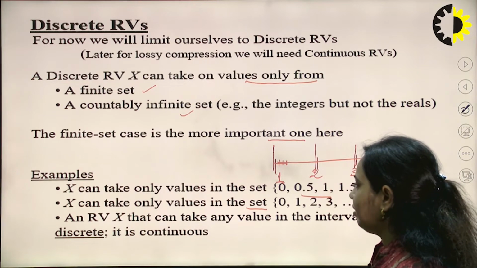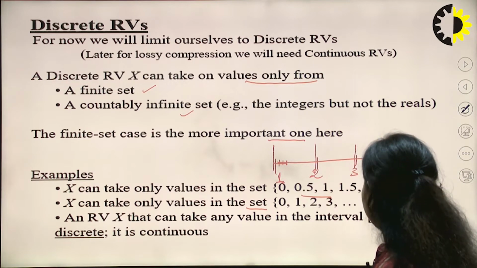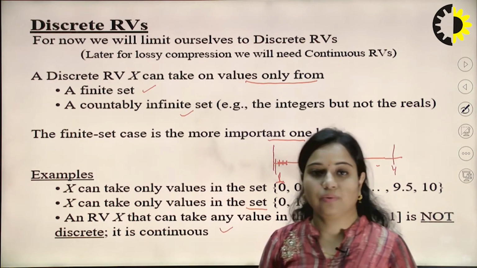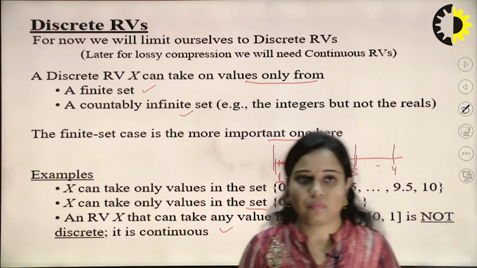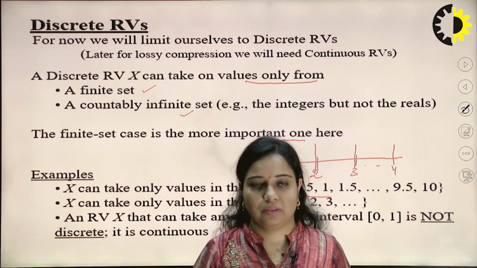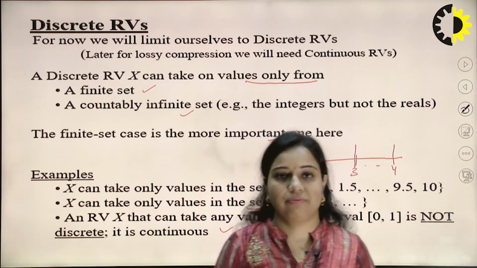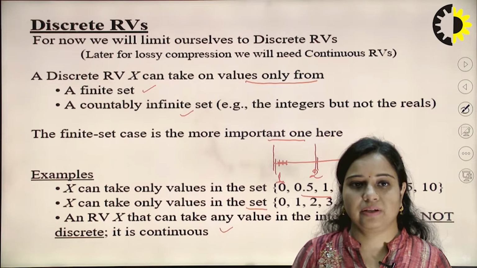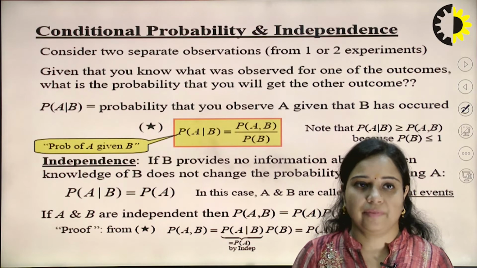A random variable x that can take any value in the interval 0 to 1 is not discrete. That is known as a continuous time random variable. When in a definite slot, let us say, an infinite number of values can be taken at every point, then it is known as a continuous time random variable.